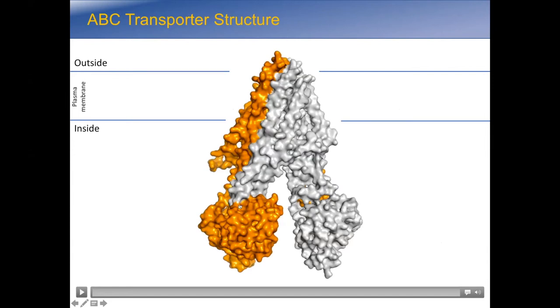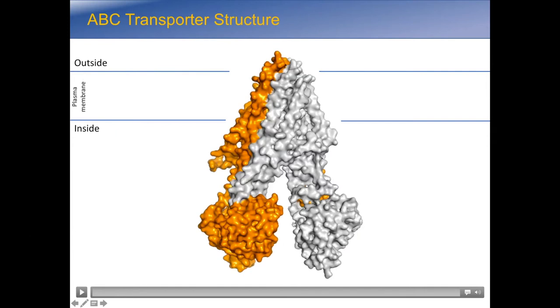But in this case, now the nucleotide binding domains, the soluble part that binds the ATP, are sort of this orange circle and this white circular, globular area at the bottom. And then the parts that are in the membrane are actually sort of these helical or cylindrical extensions that run up through the membrane. So these blue lines represent the plasma membrane, the envelope of the cell. The outside of the cell is at the top of the slide. The inside of the cell is at the bottom of the slide.